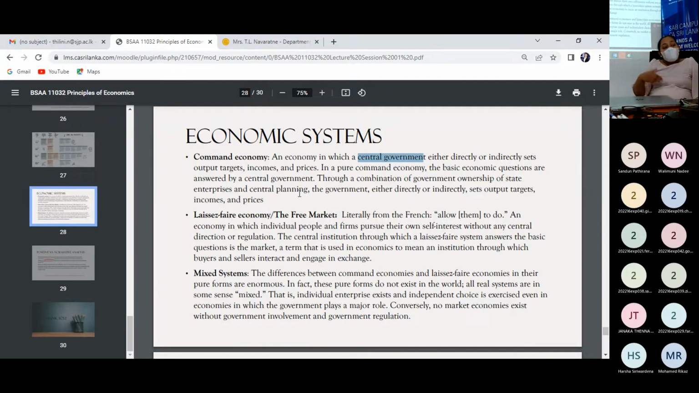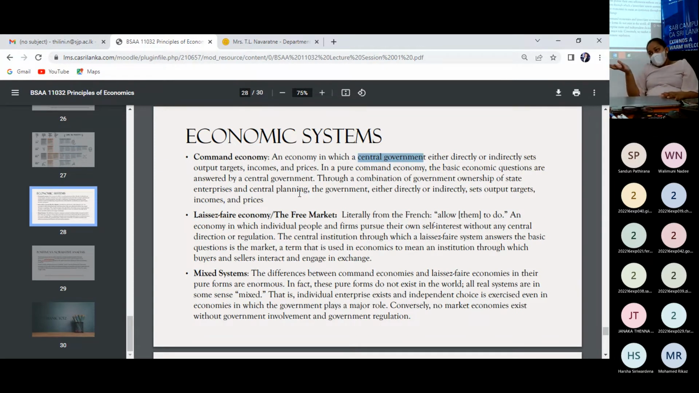The other extreme of a command economy is a laissez-faire economy, or we can call it the free market economy. That means we have the market forces, demand and supply. We let the market forces just operate on their own.